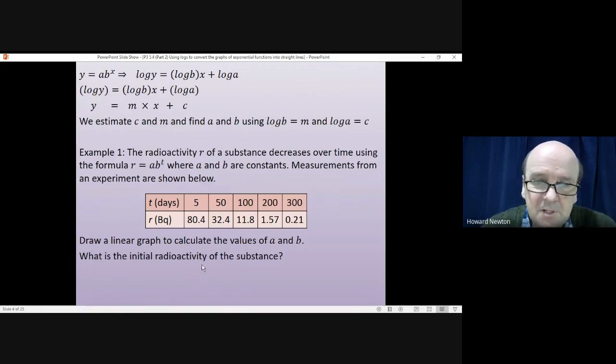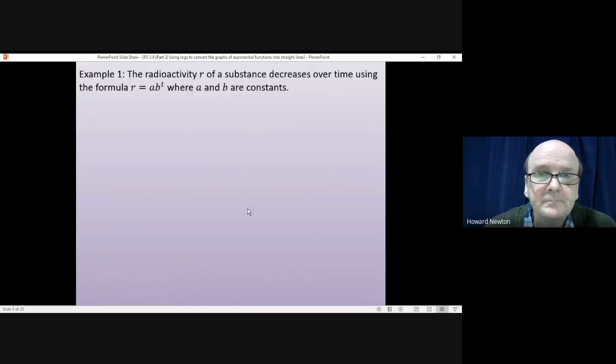Okay, let's have a look at this. So we're given a table of values for T and R, where R is the radioactivity of a substance, measured, I think, in becquerels, over a certain number of days. We're asked to draw a linear graph in order to calculate the values of A and B in this original expression. And we're also asked to try and calculate the initial radioactivity of the substance.